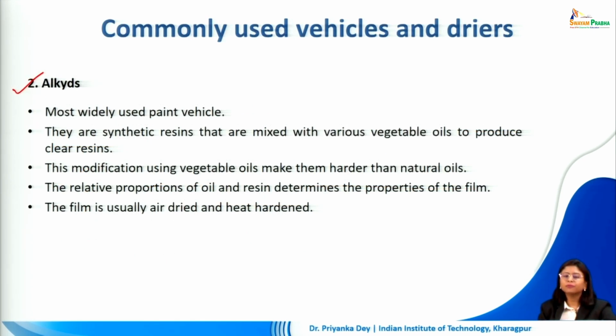Alkyds are a very widely used paint vehicle. They are synthetic resins that are mixed with various vegetable oils to produce clear resins. Now this modification of using vegetable oils makes them harder than natural oils, which was the previous example. The relative proportions of oil and resin determine the properties of the film. So depending upon where we want to apply it, how we want the workability and consistency to be, we can actually alter the proportion in which we are mixing oil and resin. The film is usually air dried and heat hardened.